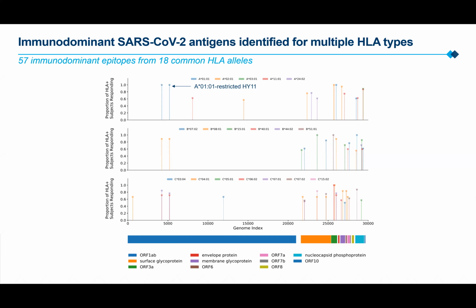Perhaps the most studied across the community is this A0101 restricted HY11 epitope in ORF1AB. We and others have noticed that this is targeted by essentially everyone that has A0101, which is pretty interesting. It's 100% of our donors that are targeting that.